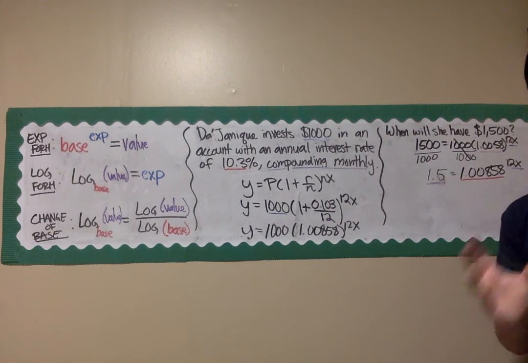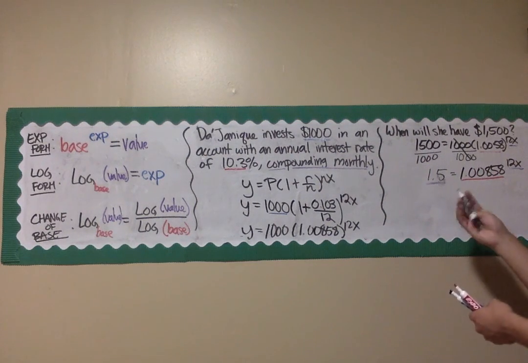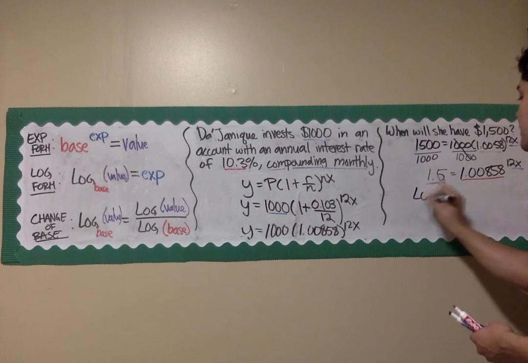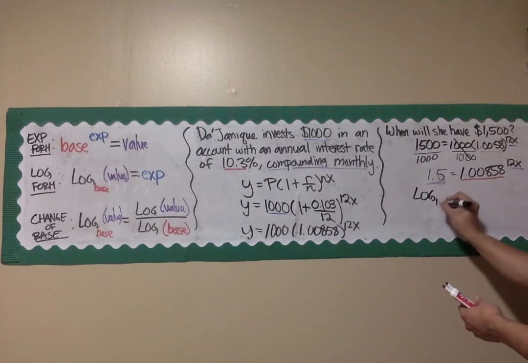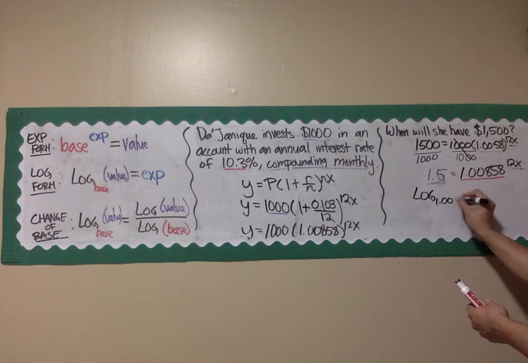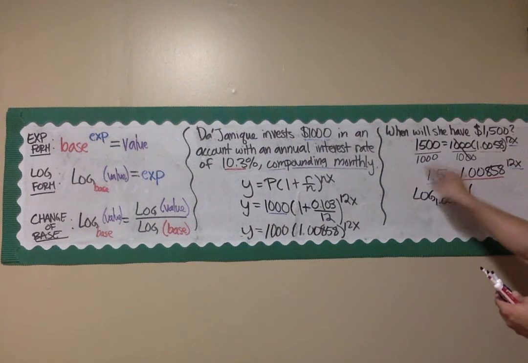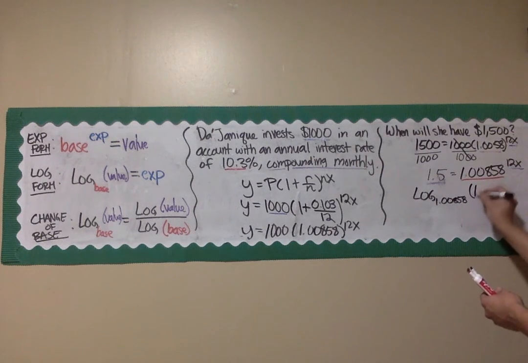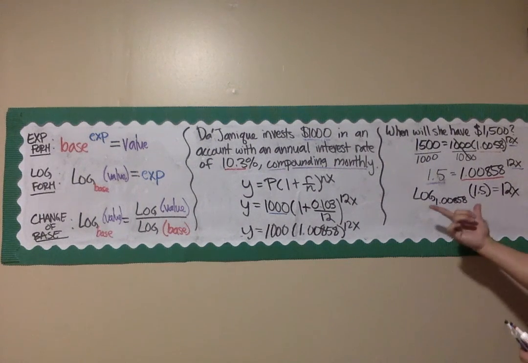So now I'm going to rearrange my number so it looks like a logarithm. So we have log base, that's an ugly base, but it's okay, 1.00858. What is the value? The value is this 1.5. Log base 1.00858 of 1.5 equals the exponent, 12x. And now look, the x is no longer stuck on top of a number. It equals 12x.